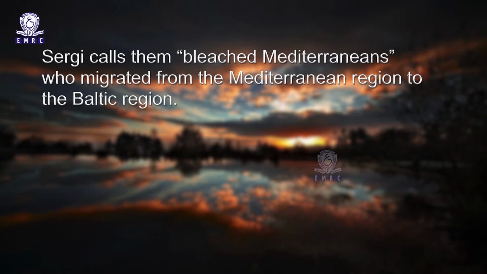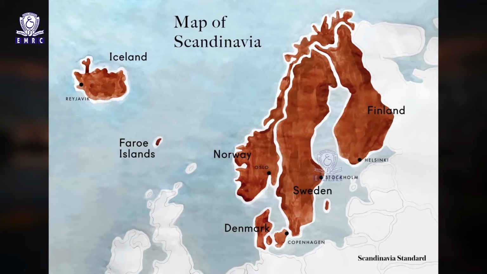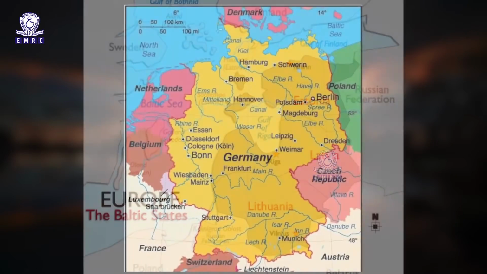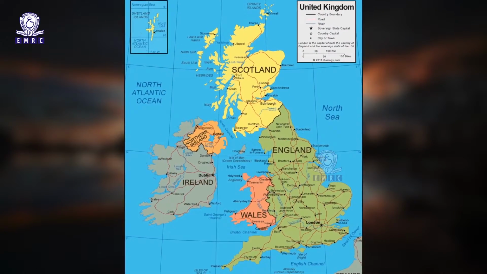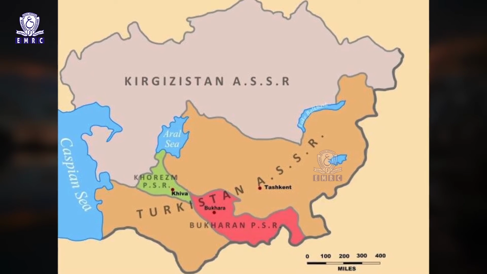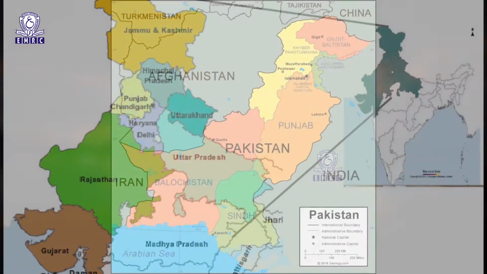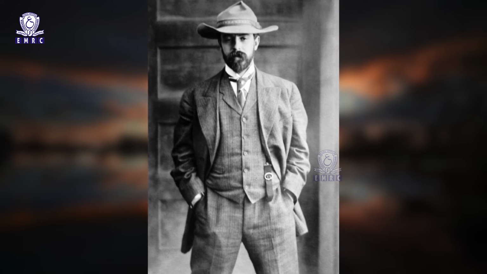Its characteristic physical features are mesocephalic, curly wavy hair, blonde hair, blue eyes and long stature. Sergi calls them bleached Mediterraneans, who migrated from the Mediterranean region to the Baltic region, that is Scandinavia, the Baltic states, Germany, France and Britain. The racial features are also found in Turkestan and northwest India and Pakistan. Kroeber and some other anthropologists treat the Nordic and the Mediterranean as subgroups of the Caucasoids.